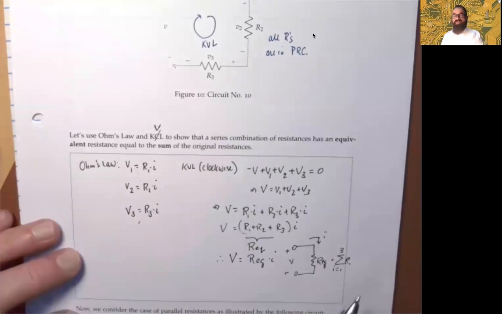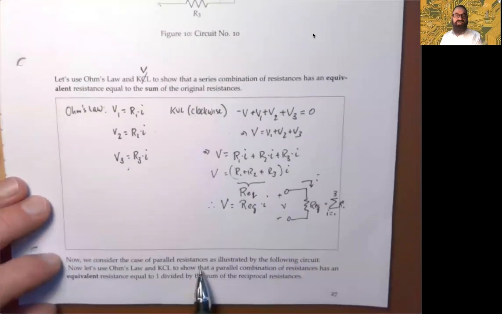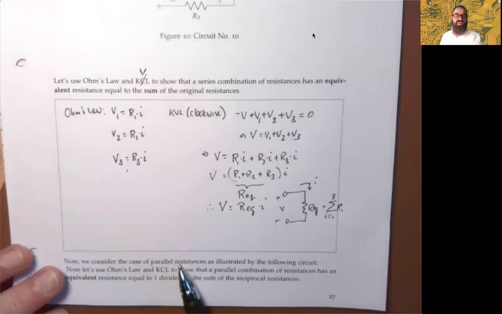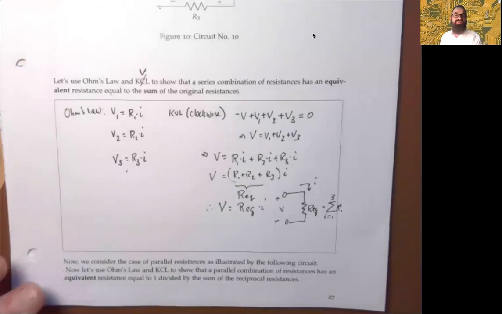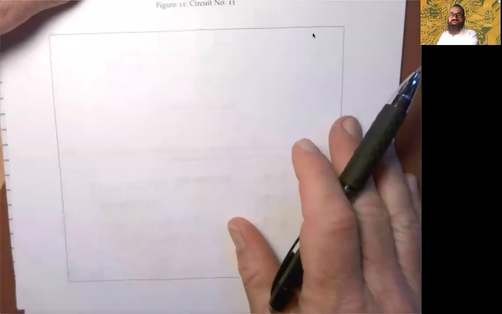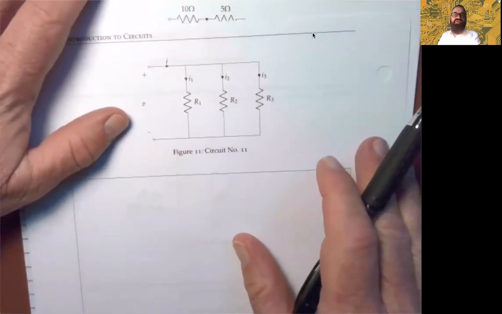Okay. What about if they're in parallel? At the bottom of page 27, we'll look at the next case. This one will be a little bit different because we're going to apply KCL with Ohm's law, but we're going to show that when you have a parallel combination of resistances, its equivalent is not the sum. It's equal to 1 divided by the sum of the reciprocal resistances, which is a mouthful, but we'll see in a second what the equation looks like. And then I'll give you a trick of how to compute it in a simpler way when you take resistances 2 at a time. So if you turn over to page 28, here we have that configuration, figure 11, circuit 11.